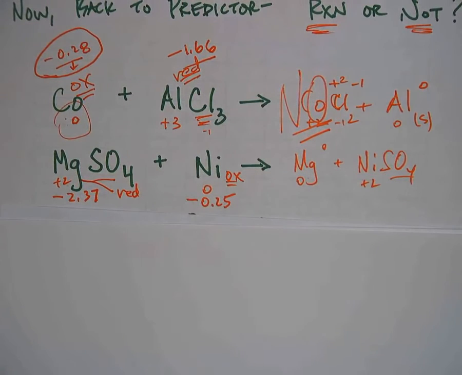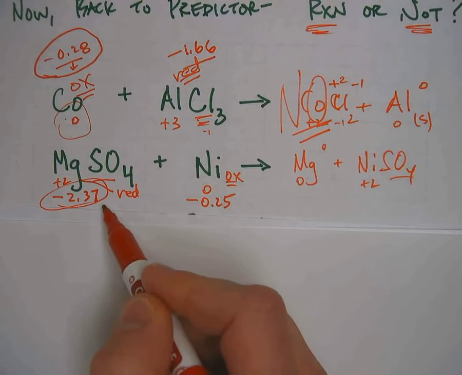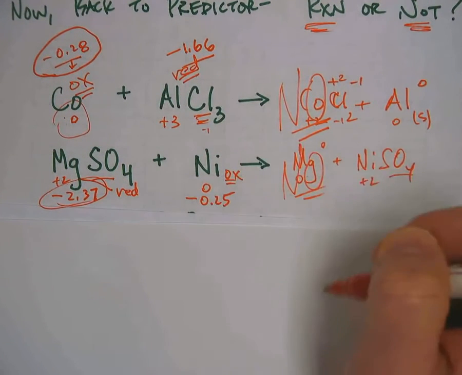What do the standard reduction potentials say? Remember, the one that's the most positive would have to be reduced. Is magnesium the most positive? No. So is this reaction going to happen? No. This one doesn't happen either.